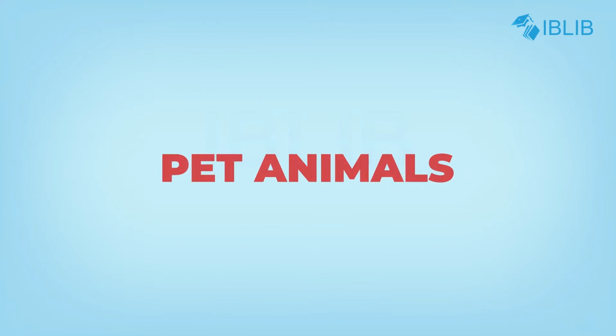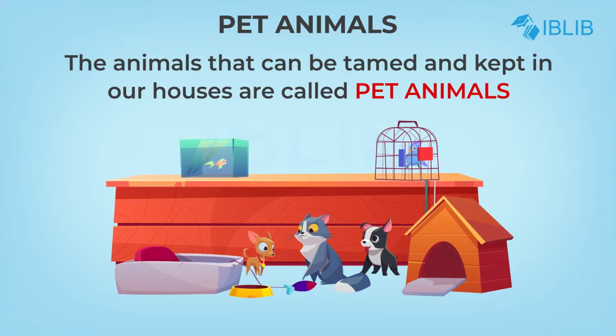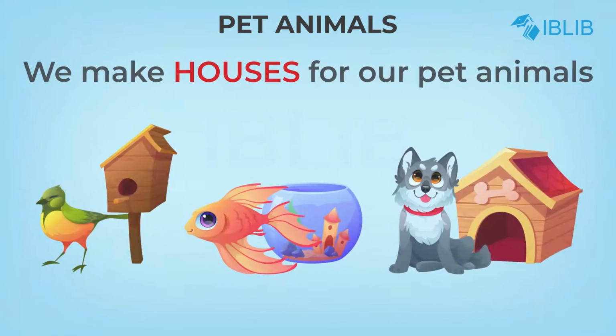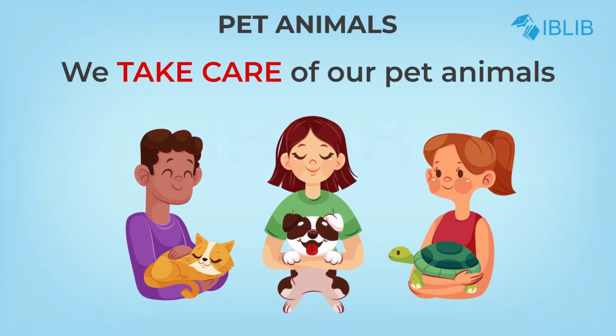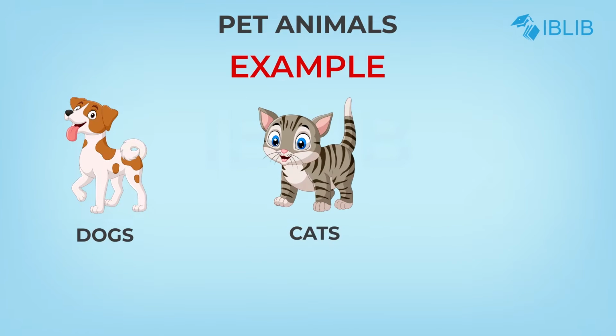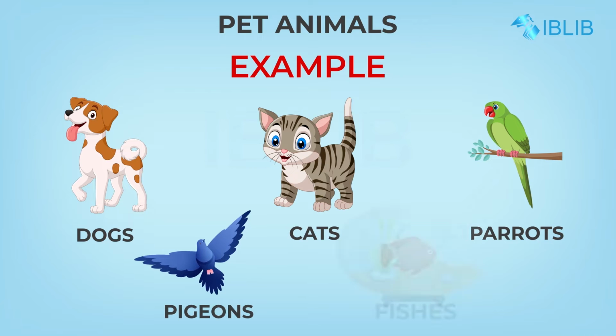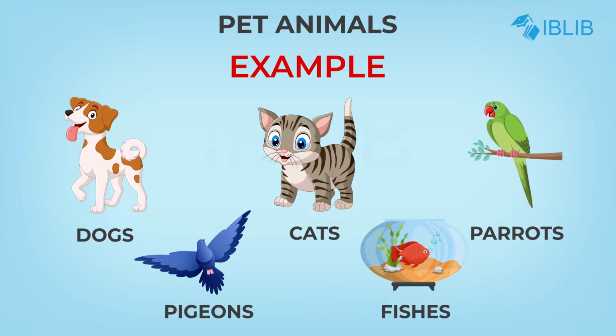Pet animals. The animals that can be tamed and kept in our houses are called pet animals. Pet animals are the companion of family members. We make houses for our pet animals. We take care of our pets. We keep dogs, cats, parrots, pigeons, fishes as pet animals in our houses.